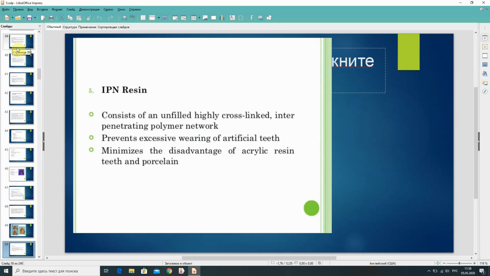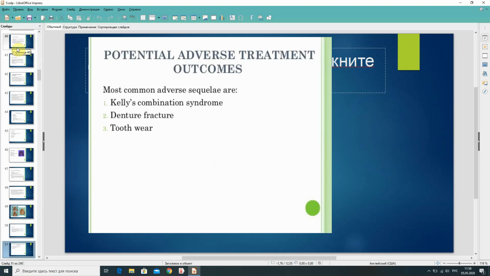IPN resin consists of an infolded, highly cross-linked interpenetrating polymer network, prevents excessive wearing of artificial teeth, and minimizes the disadvantage of acrylic resin teeth and porcelain. Potential adverse treatment outcomes. Most common adverse sequelae are Kelly's combination syndrome, denture fracture, tooth wear.